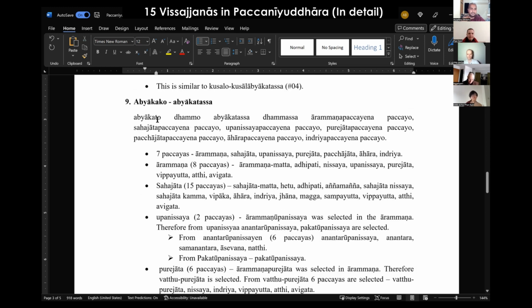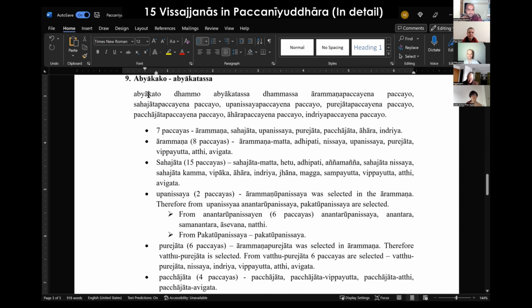The Pali says, Abhyakato Dhammo Abhyakatassa Dhammassa nārammaṇapaccayena Paccayo, Sahajata Paccayena Paccayo, Upanissaye Paccayena Paccayo, Purejata Paccayena Paccayo, Pacchahajata Paccayena Paccayo, Ahara Paccayena Paccayo, Indriya Paccayena Paccayo. Like that. So there are 7 Paccayas here in the relationship between the Abhyakata and Abhyakata Dhammas, right? From the Ārammana, 8 Paccayas are picked up here: Ārammana Matta, Adhipati, Nissaya, Upanissaye, Purejata, Vippayutta, Atti, and Avigata.